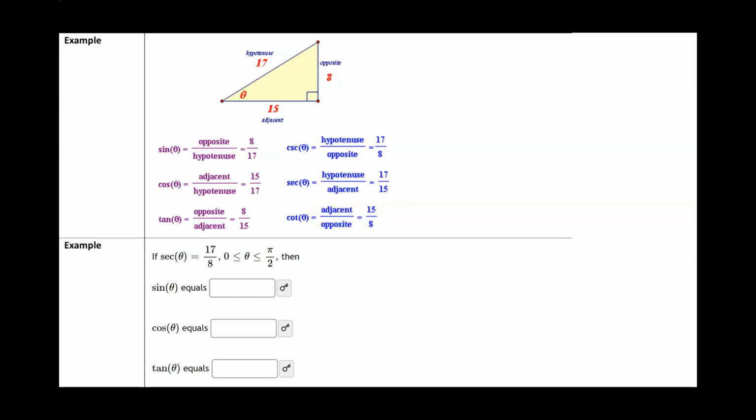But what if we're given this? We're given that secant of theta is equal to 17 over 8, and theta is between 0 and pi over 2. So first off, let's determine where theta is. Theta is between 0 and pi over 2, so we know it's going to be in quadrant 1. Anytime you're given either a cosecant, secant, or cotangent, I recommend rewriting this as either sine, cosine, or tangent. So because secant is the reciprocal of cosine, we know that cosine of theta is going to be the reciprocal of 17 over 8, which will be 8 over 17.